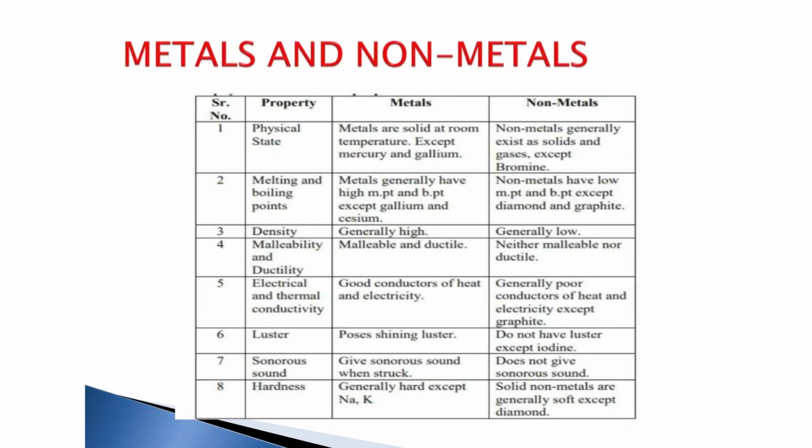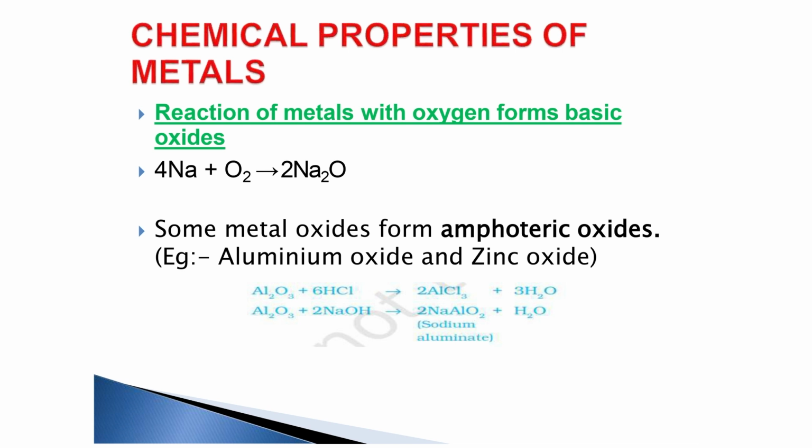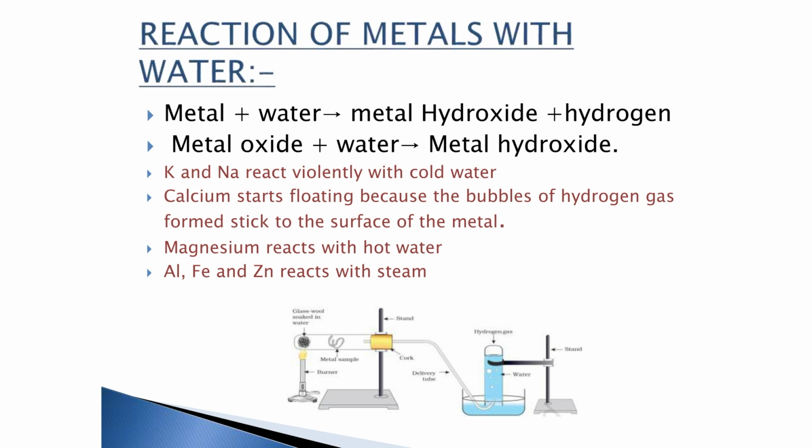We move on to the next chapter, metals and non-metals. You should know the difference between the physical properties of metals and non-metals with the exception cases which are there. Chemical properties of metals. Metals react with oxygen to form metal oxides. They are generally basic in nature, but we have some metals which are amphoteric in nature. Example, aluminium oxide and zinc oxide. Non-metals, on the other hand, form acidic oxides.